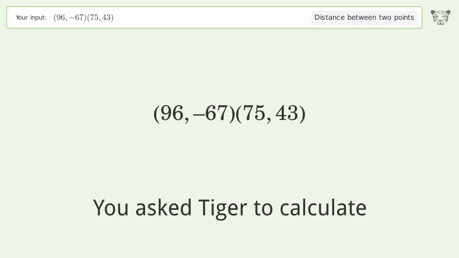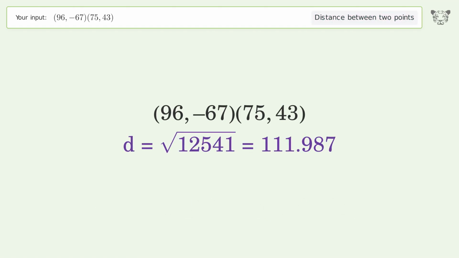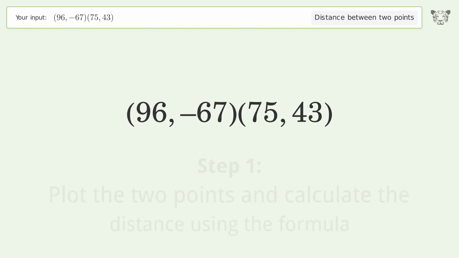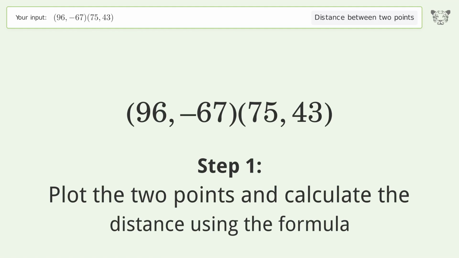You ask Tiger to calculate. This deals with the distance between 2 points. The distance between the 2 points is the square root of 12,541 or 111.987. Let's solve it step by step. Plot the 2 points and calculate the distance using the formula.